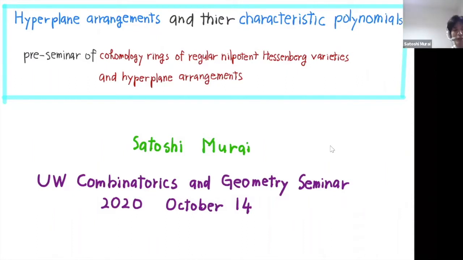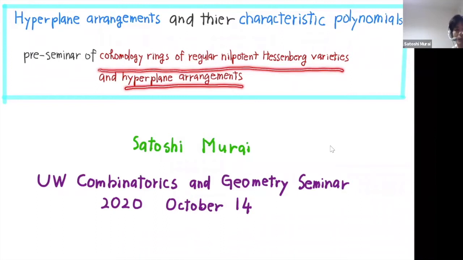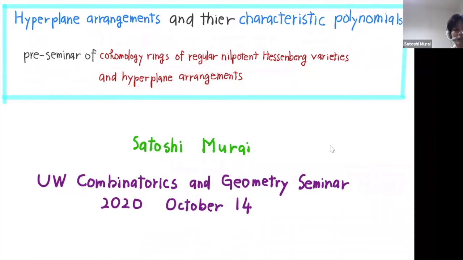Okay, thank you for the introduction and thank you for coming. In my seminar talk, I will talk about the cohomology ring of regular nilpotent Hessenberg varieties and its connection to hyperplane arrangement. But in this pre-seminar, I just want to talk about some basic combinatorial things about hyperplane arrangement, and in particular about the characteristic polynomials.